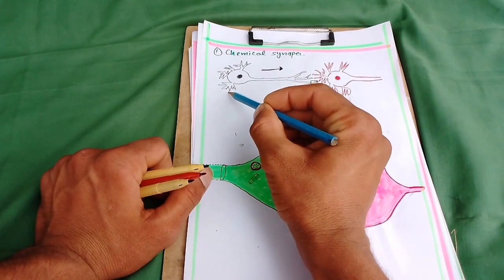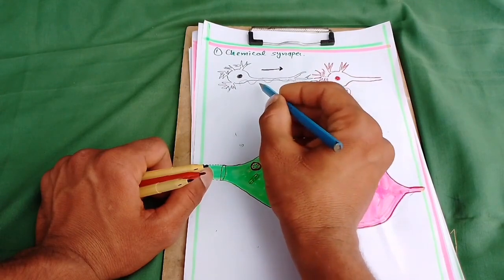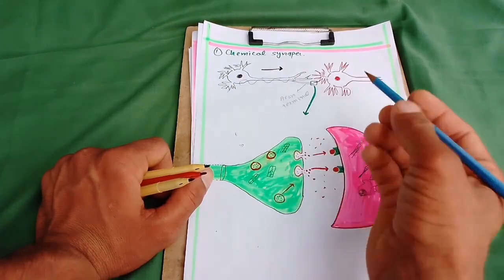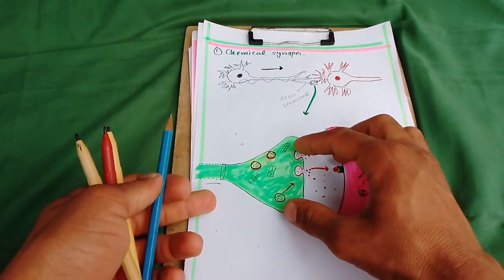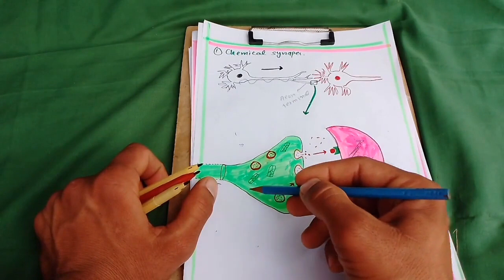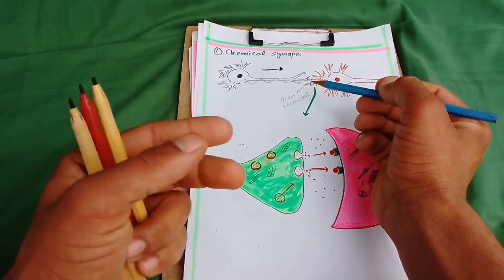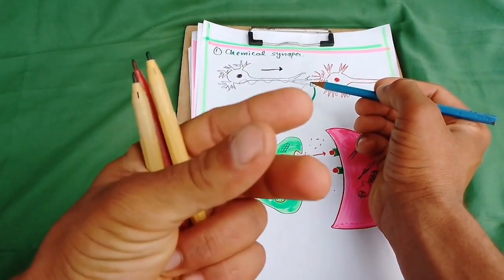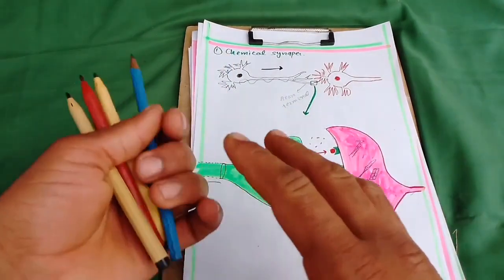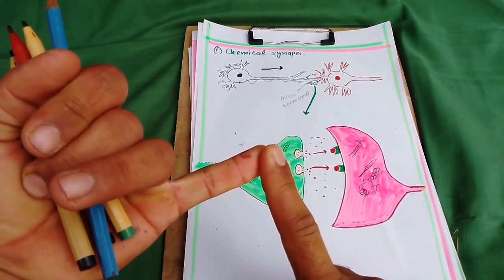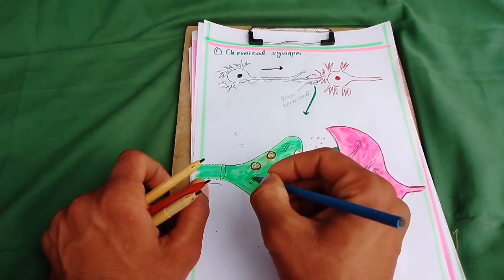Suppose when I touch this area, an action potential is produced. This action potential goes to the axon. When the action potential reaches the synaptic knob, this is the axon, and these are the axonal terminals. The axonal terminal has a button-like structure at the end, which is called the synaptic knob. The synaptic knob consists of two main structures: the synaptic vesicle and the mitochondria. This is the mitochondria.